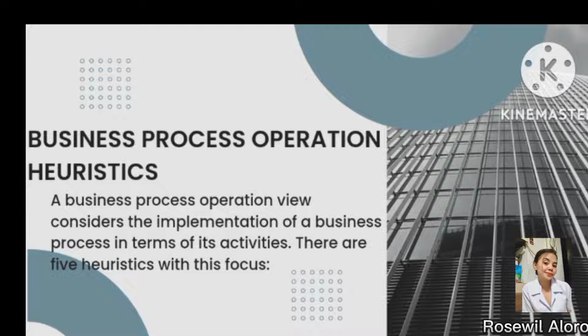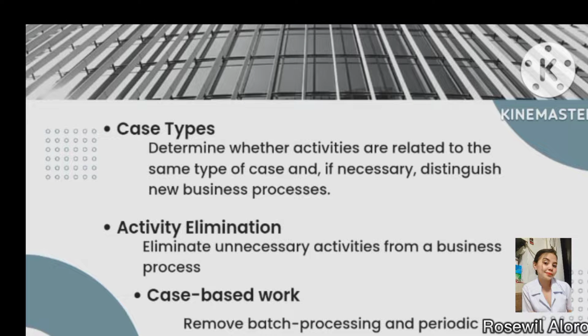Business process operation heuristics. A business process operation view considers the implementations of a business process in terms of its activities. There are 5 heuristics with this focus. Case types: determine whether activities are related to the same type of case and, if necessary, distinguish new business processes.